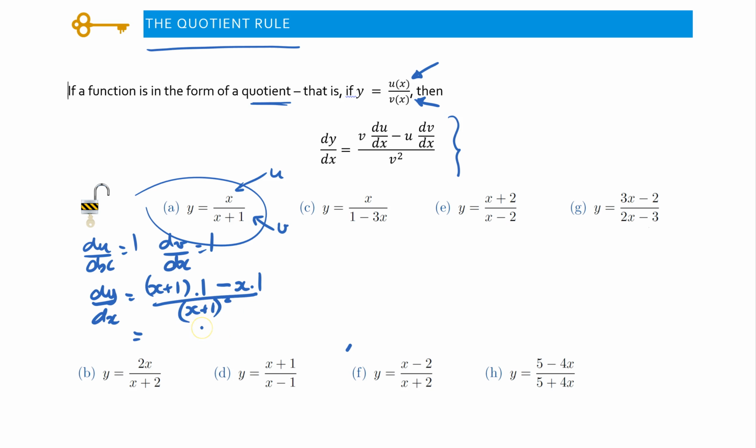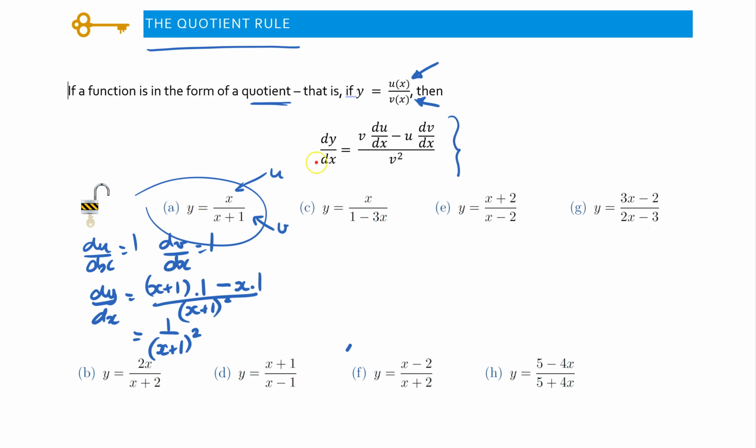We tidy that up. So the top line is then x plus 1 minus x, which just comes down to 1 over x plus 1 squared. Now, as you'd expect, I've got a lazy way of doing this that I'd prefer you to do, because in practical terms this will often just be one step in the process. So let's have a look at that. This is how I'd like you to do it.